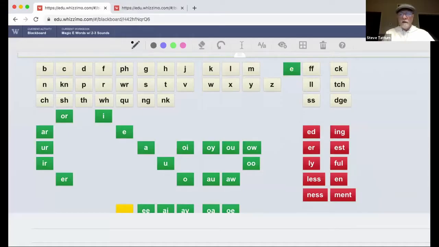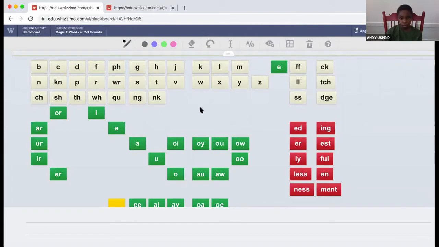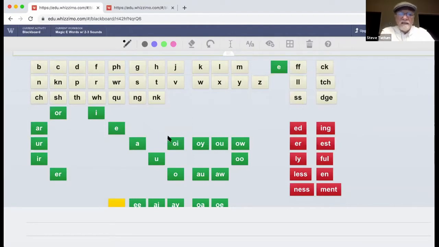I'm using the Wizimo board, which we can talk about later. All right, Andy, you see the board, correct? Yes. All right, I'm going to give you remote control. Okay, go ahead, click the board. Show me you have control. Good. All right, I'll say the sound, you point to it.